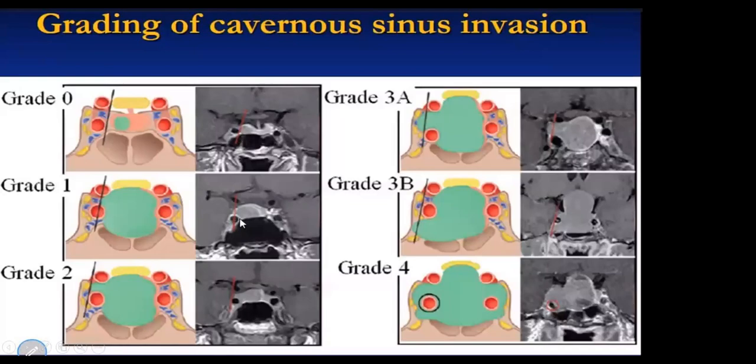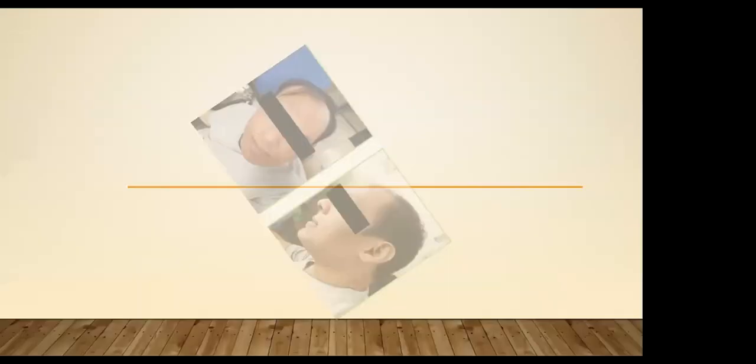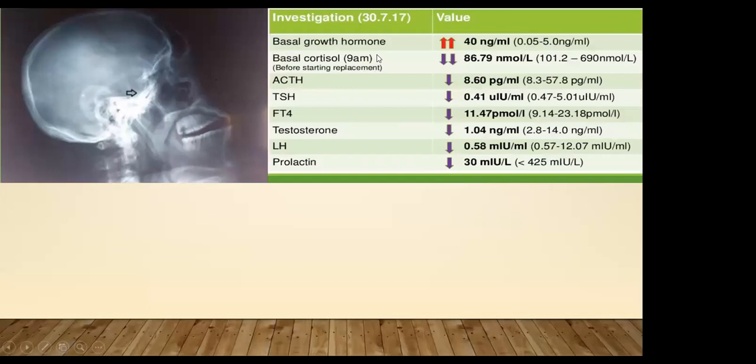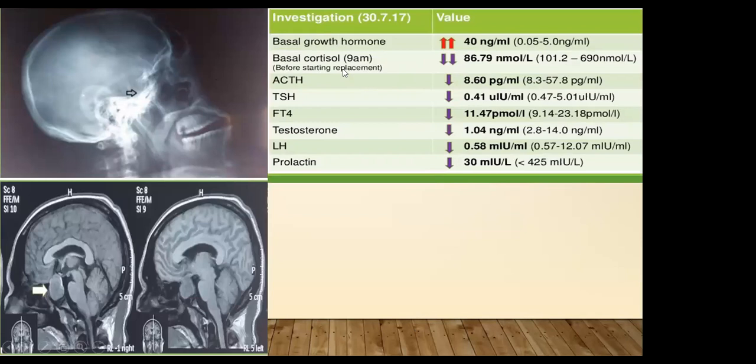This is a case of a 40-year-old male with a coarse facies, and this is the skull X-ray of him showing the enlargement of the sella. This is the investigation showing the growth hormone, which is increased, and all other hormones are decreased. This is the MRI pre and post contrast showing the macroadenoma here.